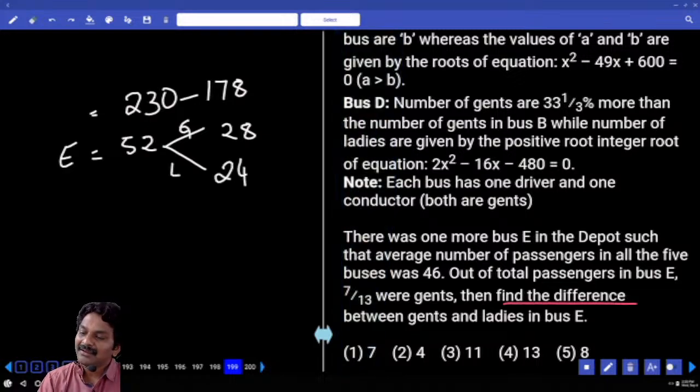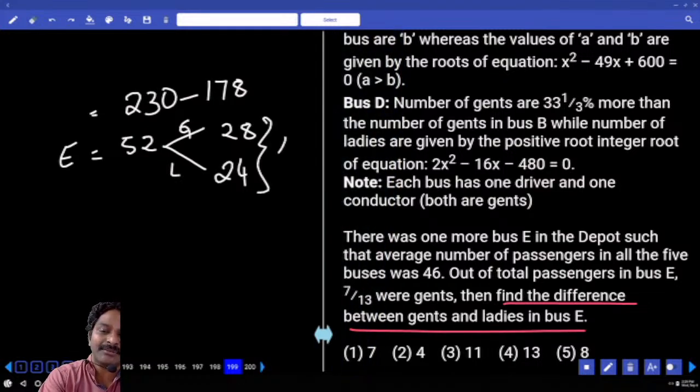Find the difference between gents and ladies in bus A. Difference between both the numbers, 4. Followed.